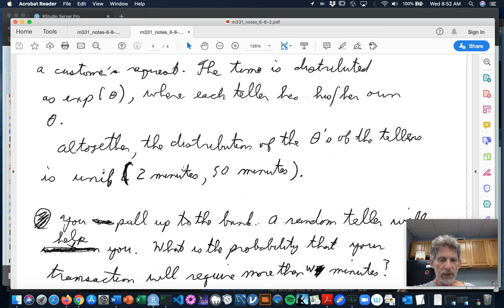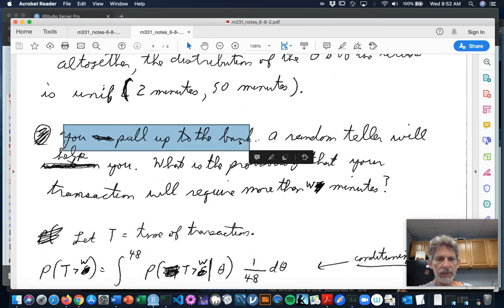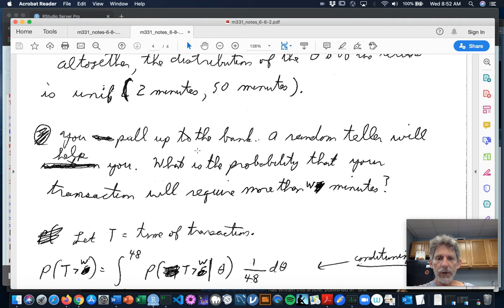to do a request. So say you pull up to the bank, okay, and a random teller is going to help you. What's the probability that your transaction is going to require more than W minutes? Can we find that probability as a function of W?